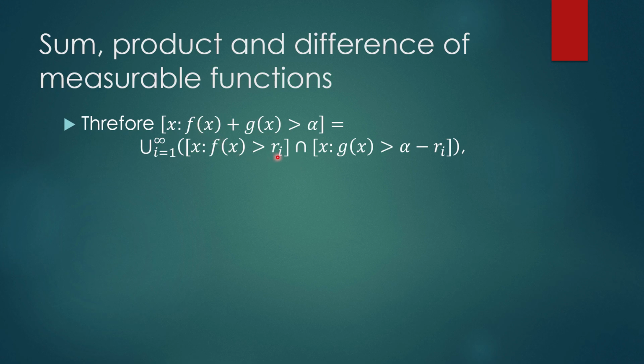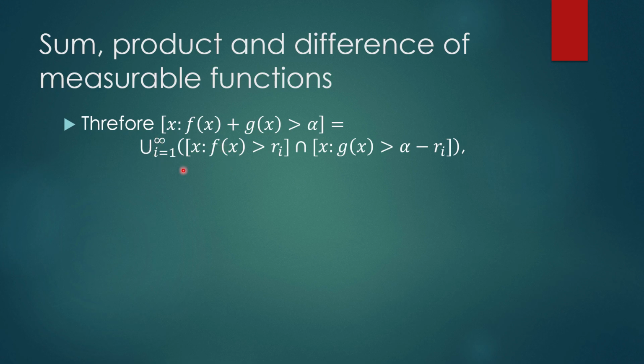So what we have done is that this set, we are now able to express in this form, a countable union of this form. Since f is measurable, this set is measurable for each Ri, and since g is also measurable, this set is also measurable for each Ri and alpha. Therefore, their intersection is measurable. So ultimately, this unknown set we are now able to express as a union of measurable sets.